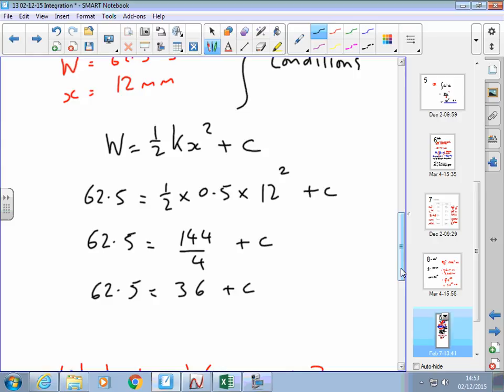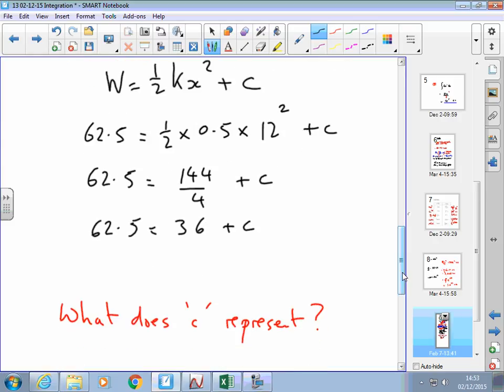So I'm solving this little equation, and you'll have to do something similar. So now to get C, subtract 36 from both sides. So what does that leave? 62.5 minus 36 is 26.5. So C is 26.5. I found out what C is. That's the only way I can do it. I need to have some initial conditions, and then I can calculate C.